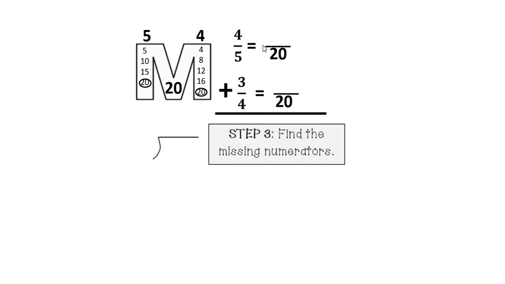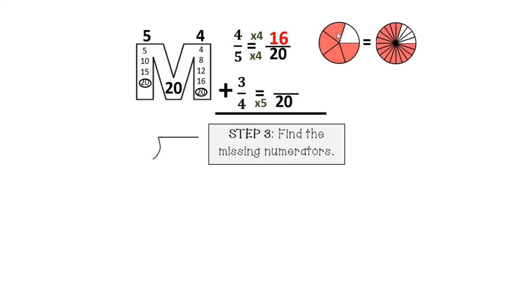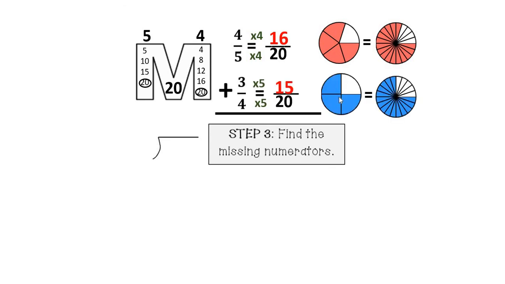Step 3, I'll find my missing numerators to get my equivalent fractions. 5 times what gives me 20? Times 4, so I multiplied by 4 in the top, and 4 times 4 is 16. And that's what that looks like. 4/5 is equal to 16/20. Again, those pieces are ridiculously tiny, but notice they're equal. If I take 3/4 and turn that into 20ths, it would be 4 times 5 is 20, and then 3 times 5 is 15. So 3/4 is equivalent to 15/20. That's what those two fractions look like.